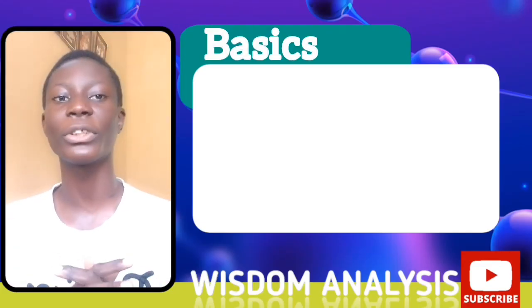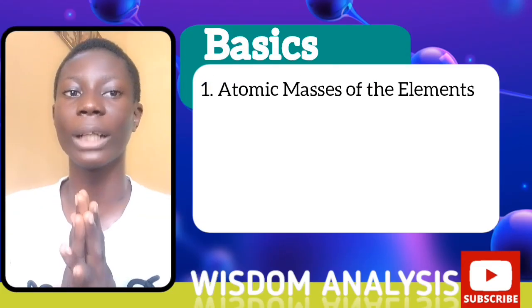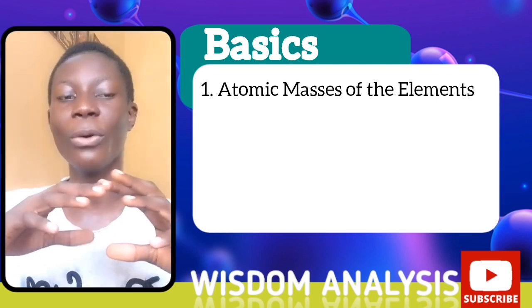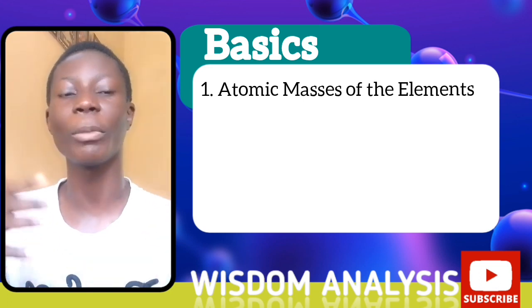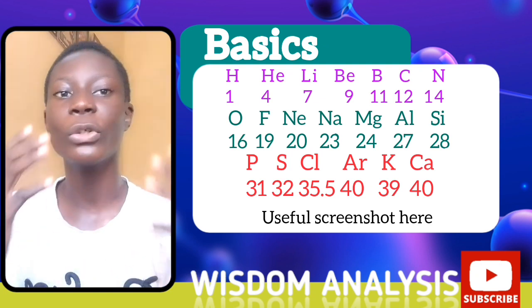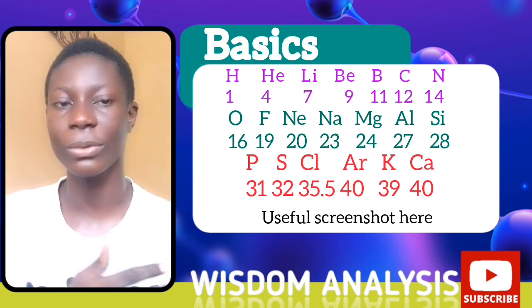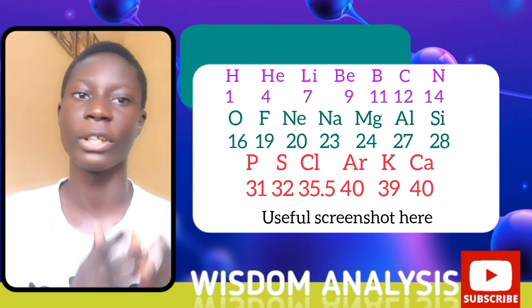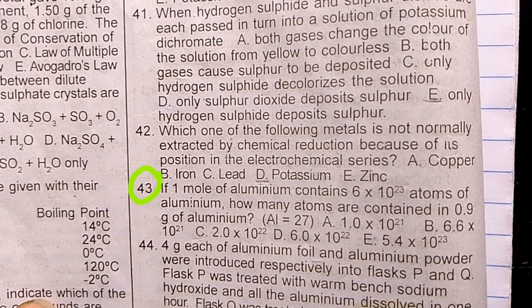Now the basics of stoichiometry. What you have to learn, number one, is the atomic masses of the elements. When I was in secondary school, I tried to familiarize myself with the atomic masses of the first 20 elements, and this helped me a lot in my chemistry exams. So you should try that too. Just try to memorize the atomic masses of the first 20 elements. Although in some questions they can give you the atomic mass, it is not guaranteed. I won't advise you to put your hope on that. So go and memorize them so that you'll be on the safer side.